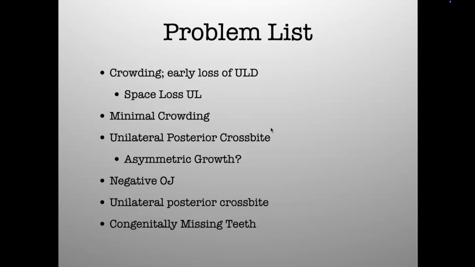Negative overjet. I think that was actually copied and pasted from the other case, so that doesn't apply to this one. Unilateral posterior crossbite. I copied that twice, apparently. This is a great slide. Congenitally missing teeth. All right, last one.